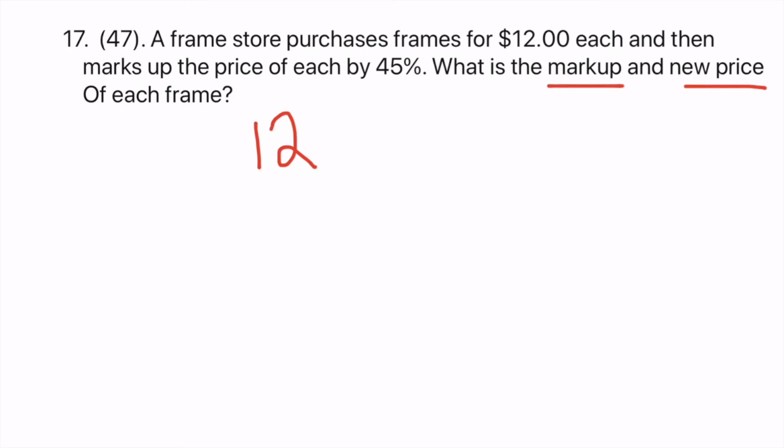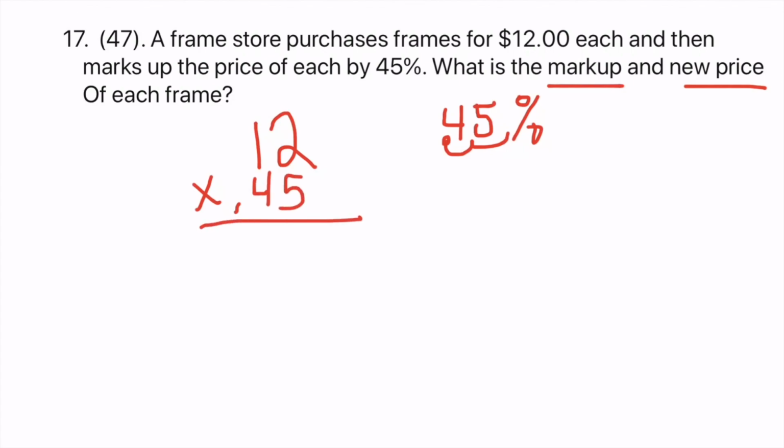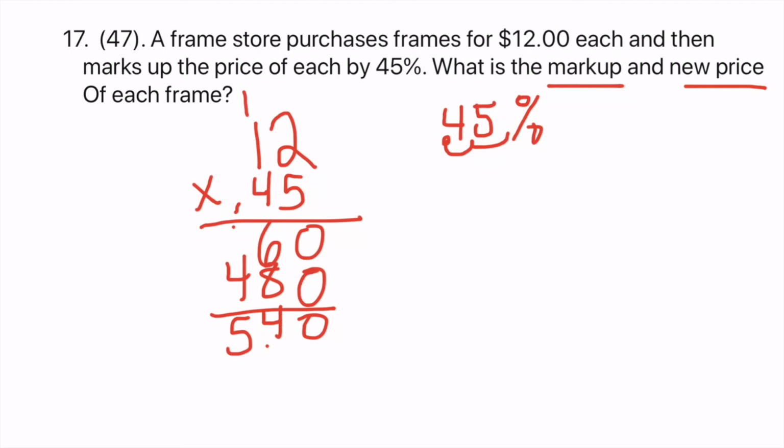And remember, we never multiply by percent. We have to turn 45% into a decimal, which is just moving your decimal point 2 times to the left. So we multiply by 0.45. And we should get $5.40. So that is our markup.